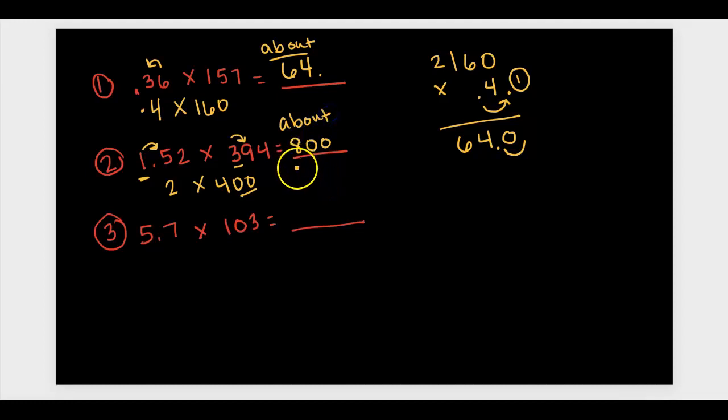And then the last one, 5.7 times 103. I'm looking at this number. The 7 tells me that the 5 should go up to 6. And I'm going to use a compatible number here, and I'm going to say that 103 is close to 100. If I multiply 6 times 1, that's 6. I've got to place these two zeros behind it, so my answer is about 600.